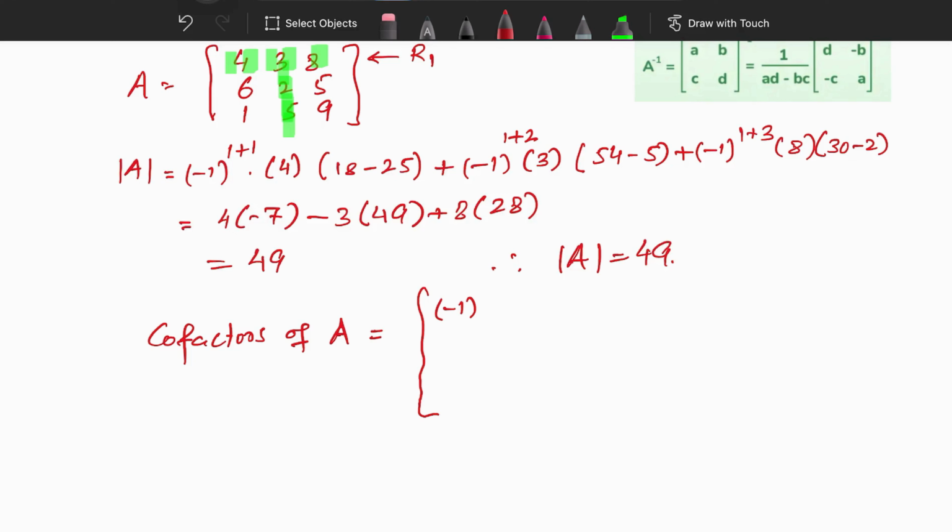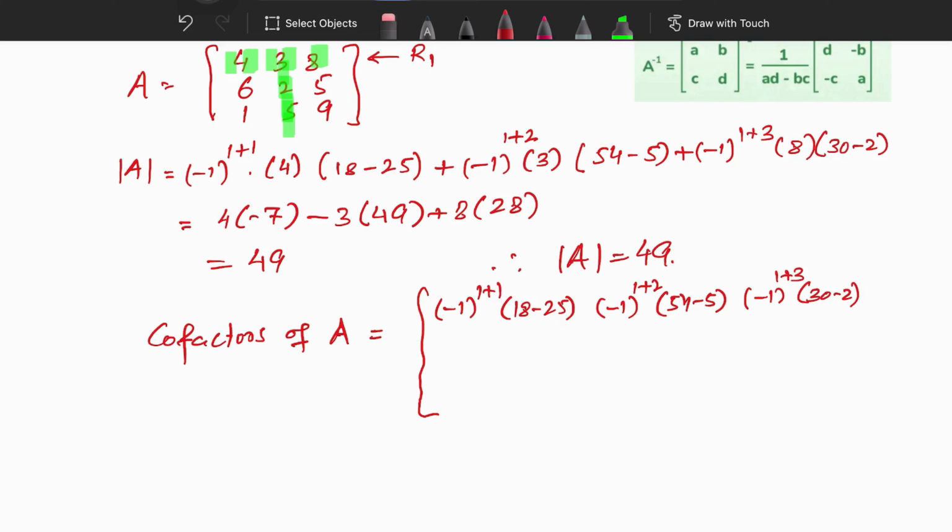For the first entry 4, it's negative 1 power 1 plus 1 into the same determinant value, that's going to be 18 minus 25. Second entry is 3, so 3 is not going to come in, it's again negative 1 power 1 plus 2 into, this is going to be 54 minus 5. Last one is negative 1 power 1 plus 3, and we have this 30 minus 2.